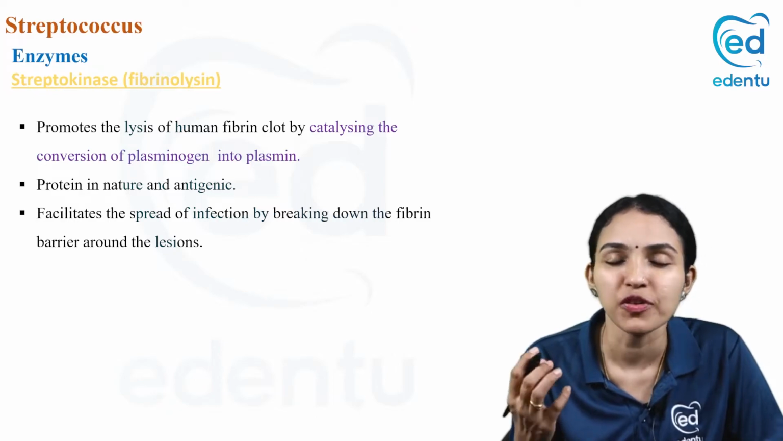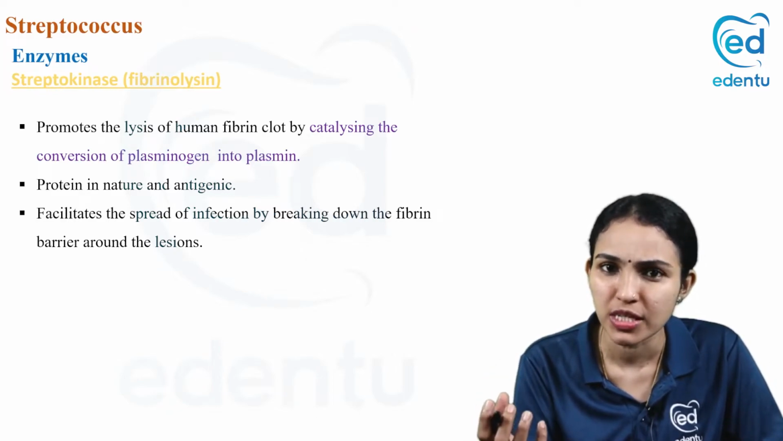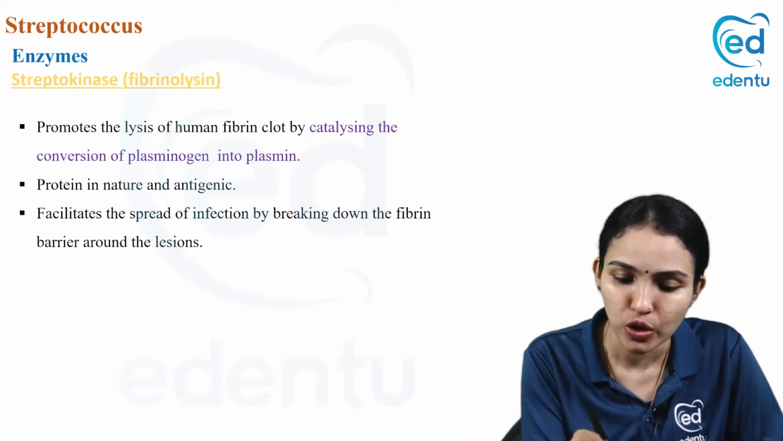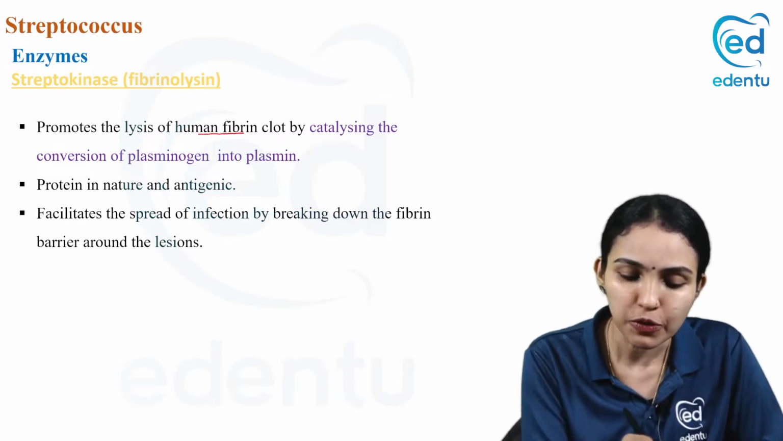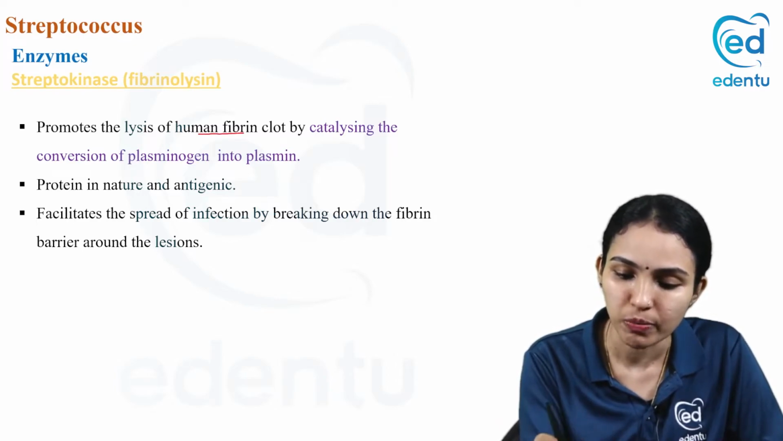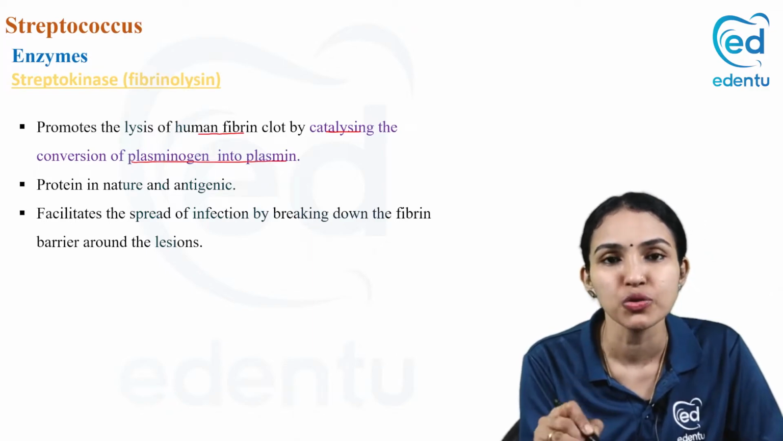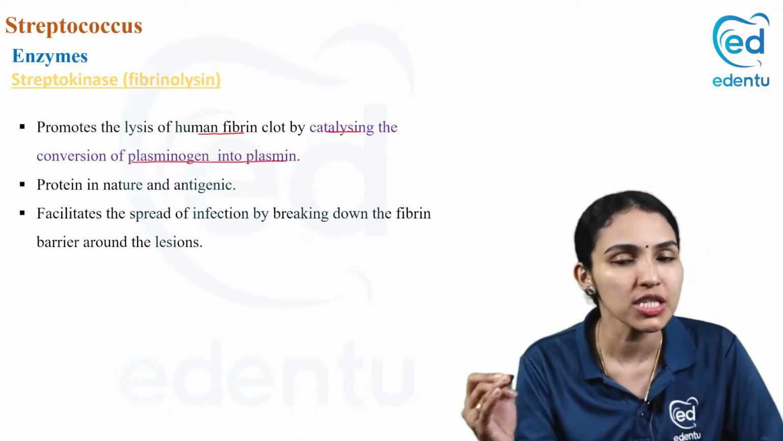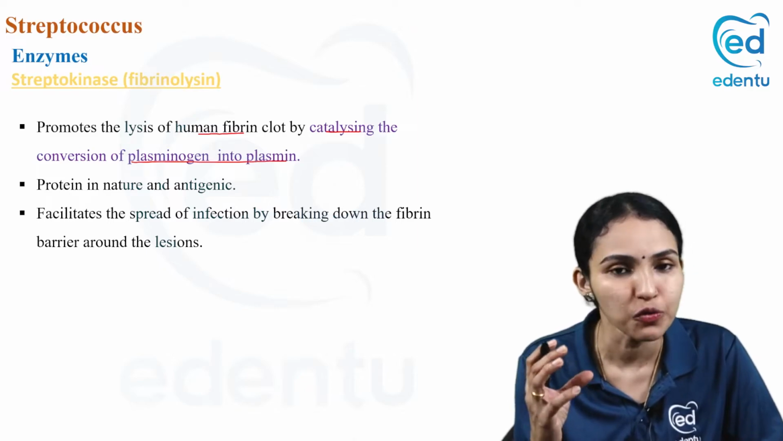Streptokinase is nothing but a fibrinolysin. So what does fibrinolysin do? It will lyse the clot. No? So the clot is composed of human fibrin. This fibrinolysin lyses the clot by catalyzing the conversion of plasminogen into plasmin. So when plasminogen is converted to plasmin, it will cause lysis of the fibrin clot.